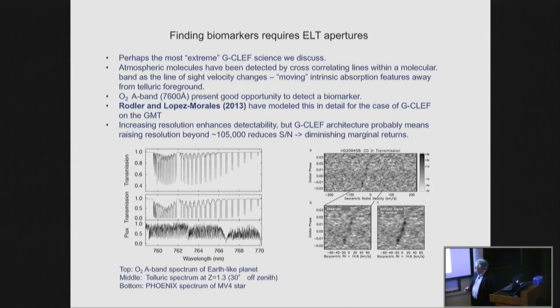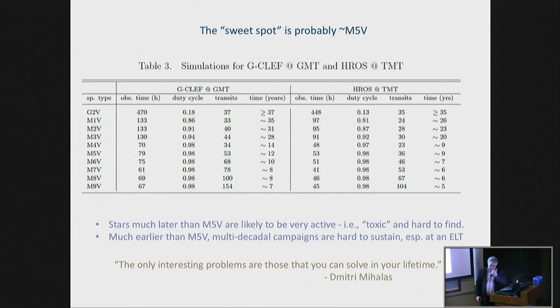I hope it works, but I won't be surprised if we don't find it. But Mercedes and Florian did this very, very detailed analysis. And the bottom line you arrive at is that the sweet spot is probably M5. So for a G2 star, it realistically will probably take 37 years. You need about 37 transits, and if it's in the habitable zone, you only get one a year.